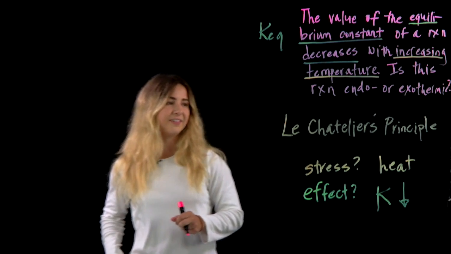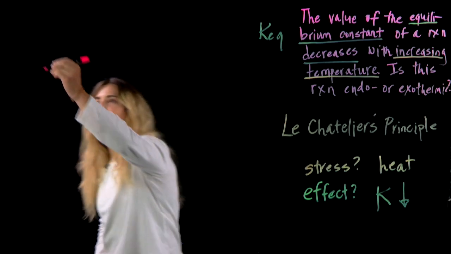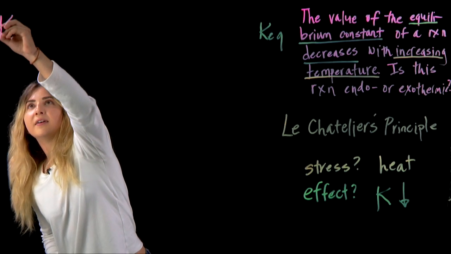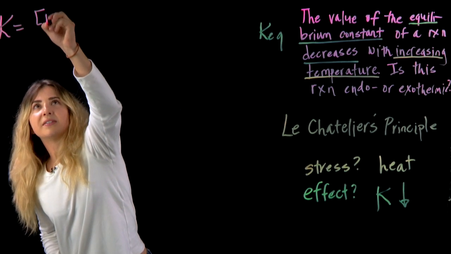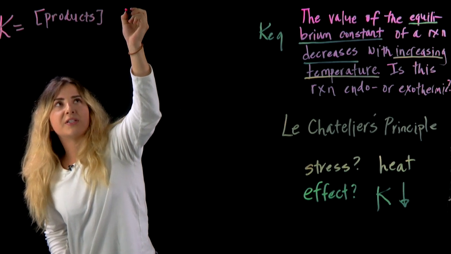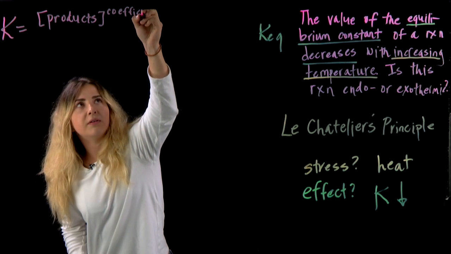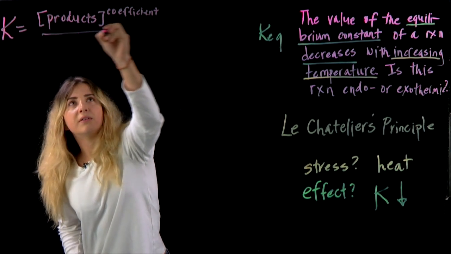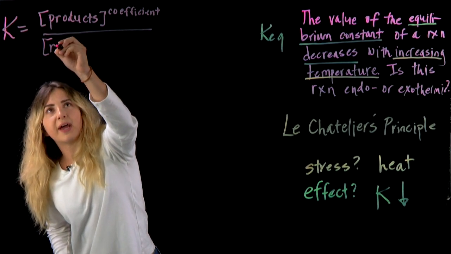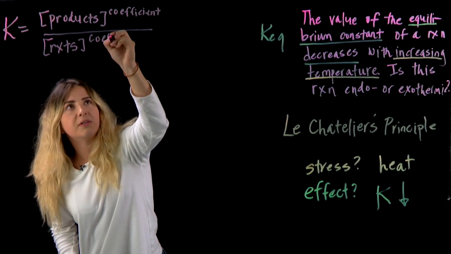So now we just gotta think it through step by step. First of all, we need to know what K is. I'll write it over here. K is always the concentration of products raised to their stoichiometric coefficient divided by the concentration of the reactants raised to their coefficients.